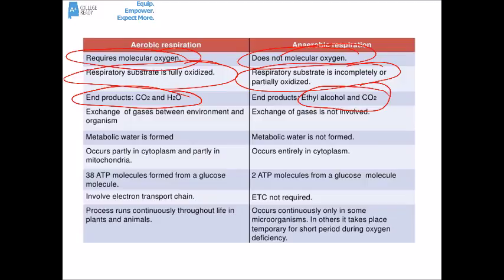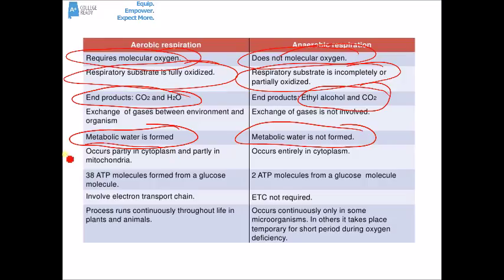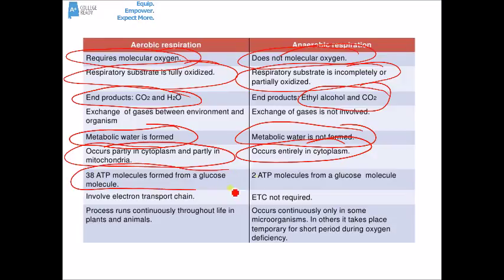In aerobic respiration, there needs to be an exchange of gases between the environment and the organism. In anaerobic respiration, not as much. In aerobic respiration, metabolic water is formed. It is not formed during anaerobic respiration. Aerobic respiration occurs partly in the cytoplasm, partly in the mitochondria. All of anaerobic respiration occurs in the cytoplasm. Aerobic respiration can yield up to 36 or 38 ATP molecules per glucose. Anaerobic respiration only yields the 2 that are netted during glycolysis.